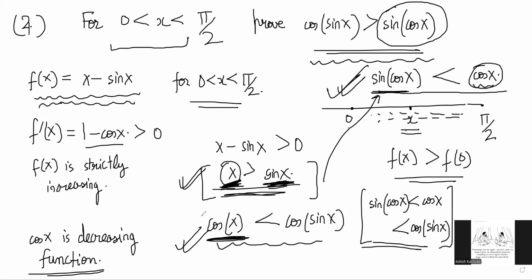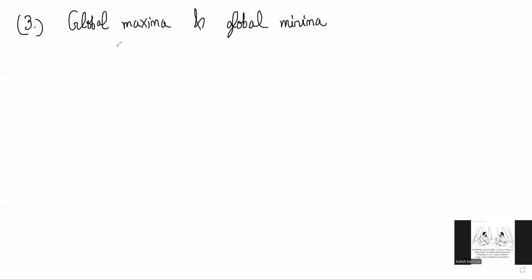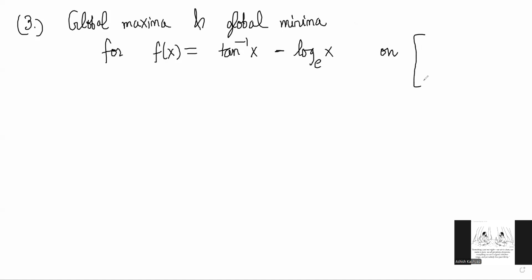The next problem that you have to think about is slightly different. You have to find the global maxima and global minima for f of x equals tan inverse x minus log base e x on the interval 1 by root 3 to root 3. Everyone should be able to do this.